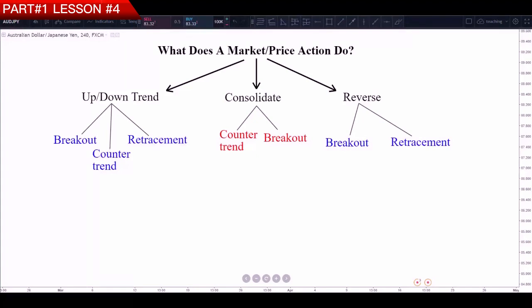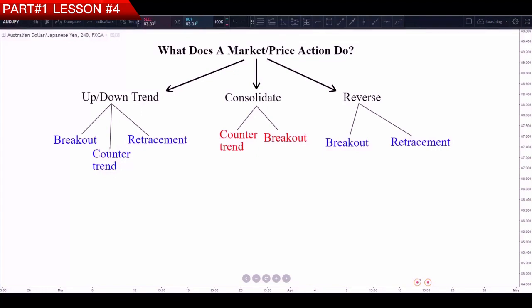Also, we're briefly going to be talking about trending markets, consolidating markets, and reversing markets. We'll also briefly go over the topics of breakout trades, counter trend trades, and retracement trades throughout this video. But again, this is going to be a load of information just to get you familiar with the concept of how to read price action. And then we'll be diving into some more detail on each of these topics later on in the course. So let's go ahead and start the video with this.